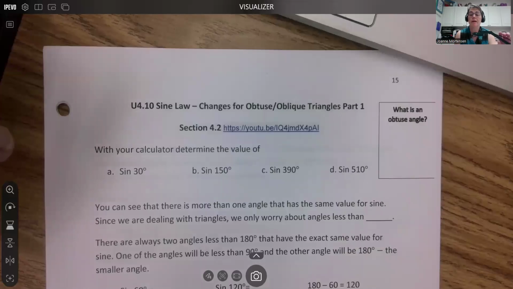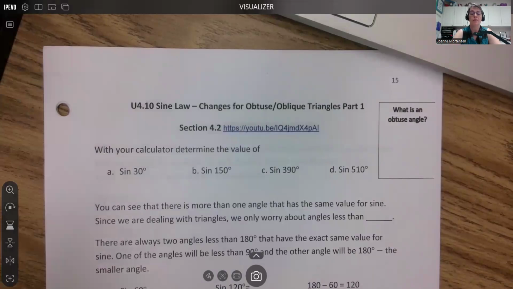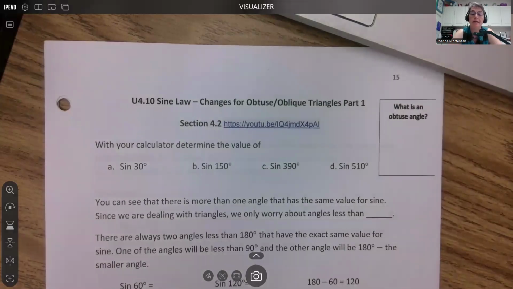Good morning, everybody. It is time for more sine law, and now we are upgrading to see what happens when we get oblique angles or oblique triangles or obtuse angles. Which brings me to my very first question for you. What's an obtuse angle?